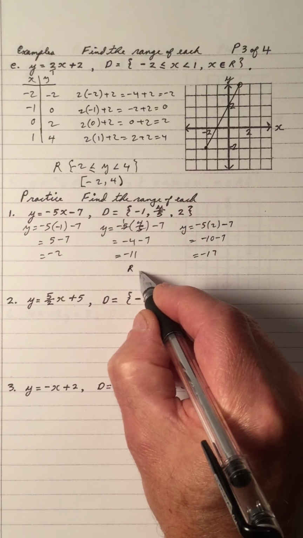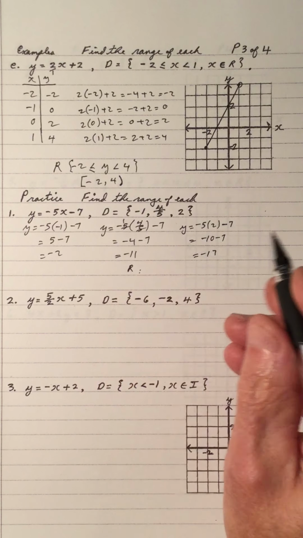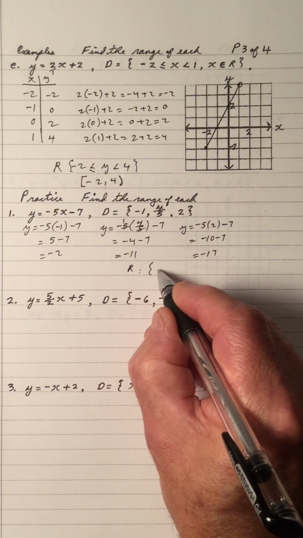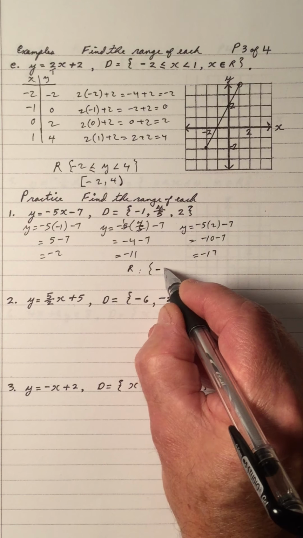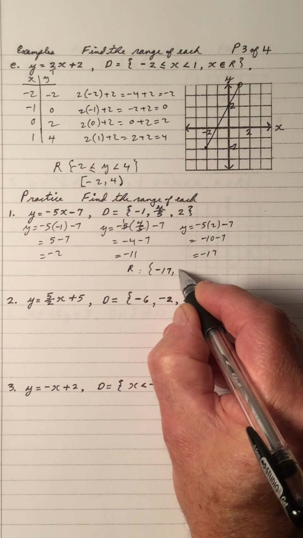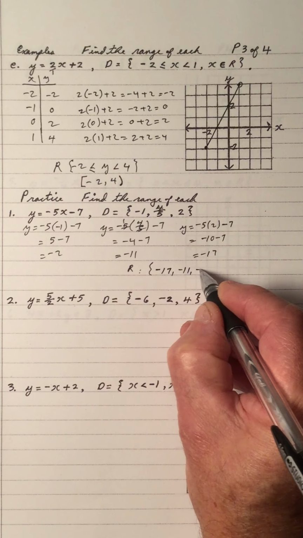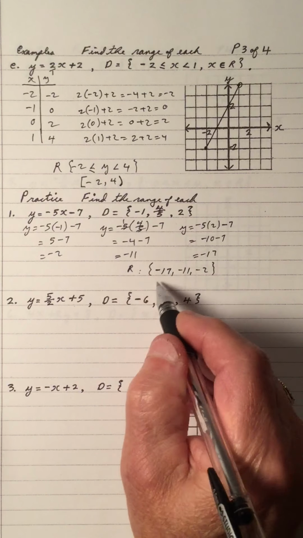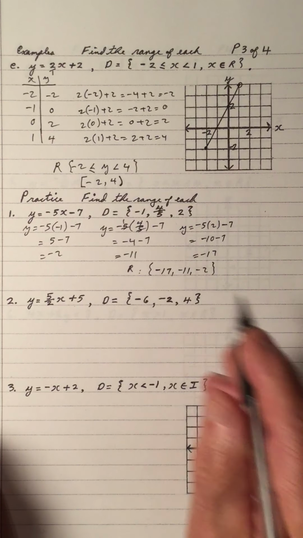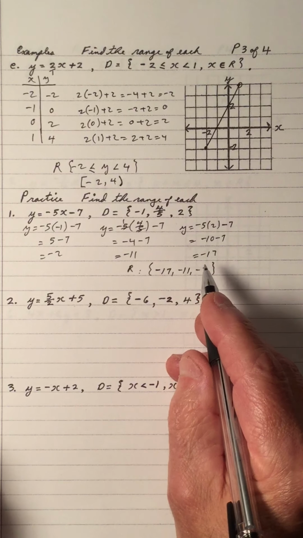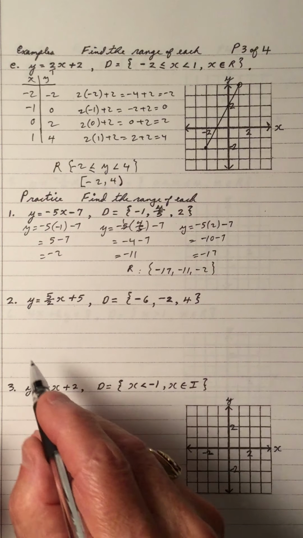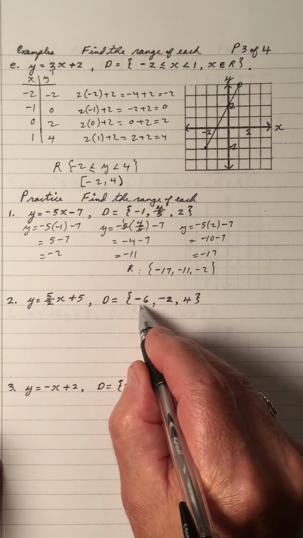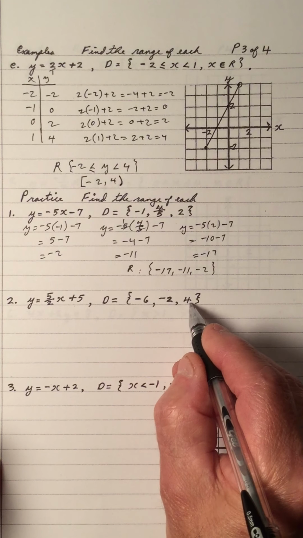So your range values, which is your values of y, if you want to put them in order, you can go with negative 17, negative 11, negative 2. Or you can write them down as negative 2, negative 11, negative 17, whatever. But those are the range values. And number 2, we have these domain values.